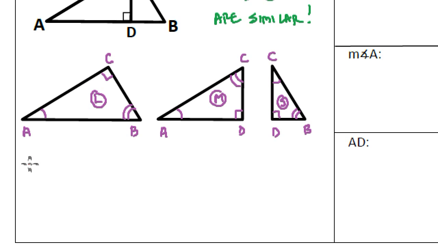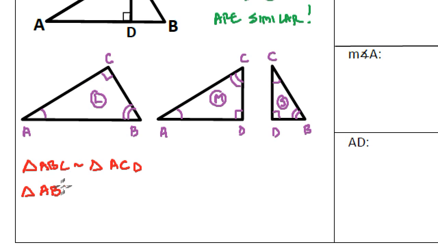So based on this information, we know that triangle ABC must be similar to triangle. Let's match up the angles. A goes to A, B goes to C, and C, which is the right angle, goes to D. There's our first similarity statement. Next, let's take our medium triangle. Actually, let's go with our large and our small.